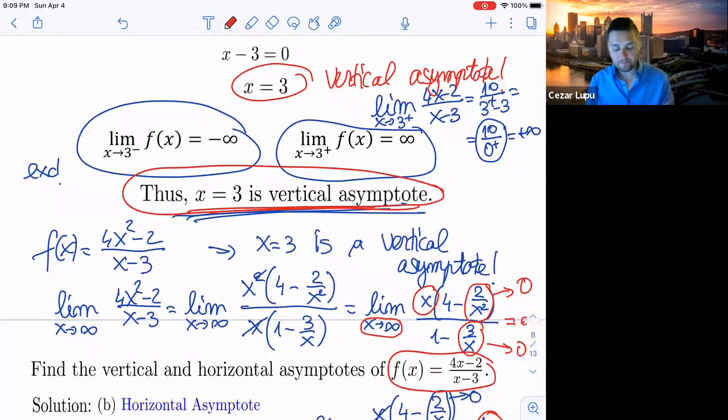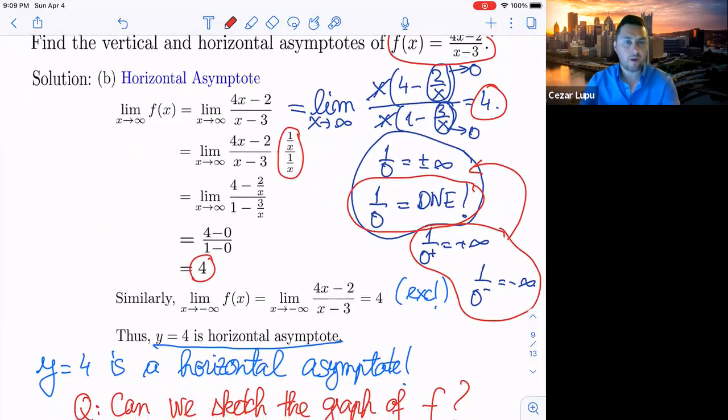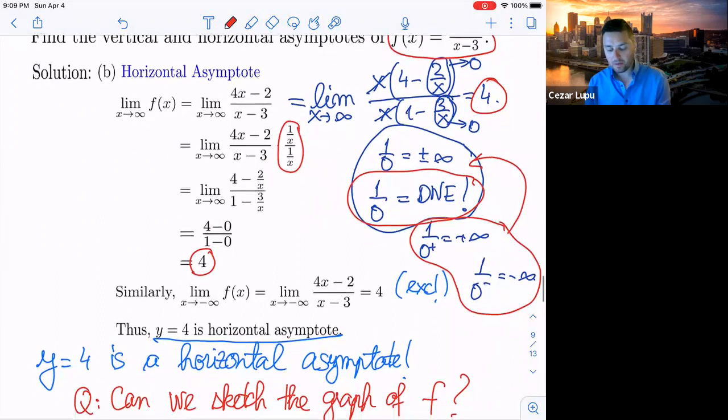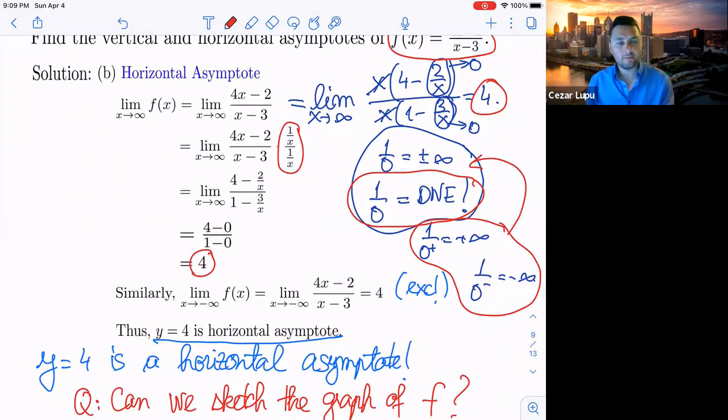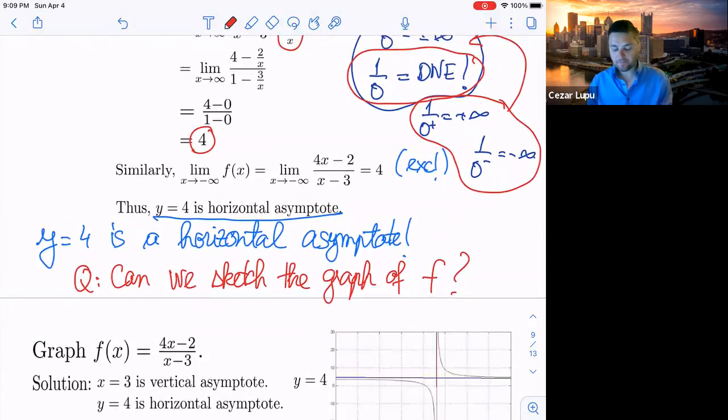All right, so this rational function, f of x equals 4x minus 2 over x minus 3, has a vertical asymptote x equals 3, and y equals 4 is a horizontal asymptote. Well, given the fact that we have seen the properties of this function, the question that we need to address is, can we sketch the graph of f? Well, let's see. What do we know at this point? Of course, we can sketch the graph. So we know that x equals 3 and y equals 4 are the vertical and horizontal asymptotes respectively.